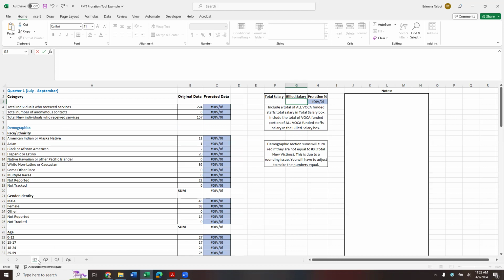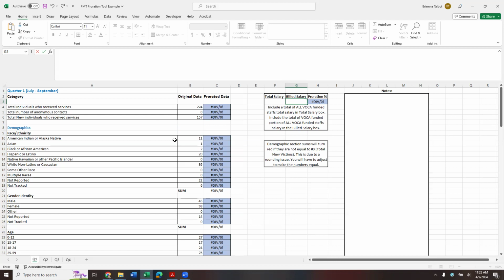You'll see at the bottom here, there are different tabs. This is so that you can save the whole year in one sheet and just have it all in one place. You can also see up here in line 1, it will tell you which quarter it is along with the months of the quarter.